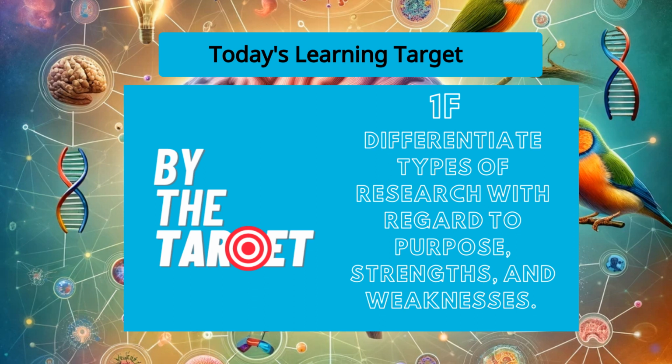Please pay attention to the target indicators. They will help you stay engaged and on target. This target is from Unit 1. It is Target 1F. The target reads as follows: differentiate types of research with regard to purpose, strengths, and weaknesses.